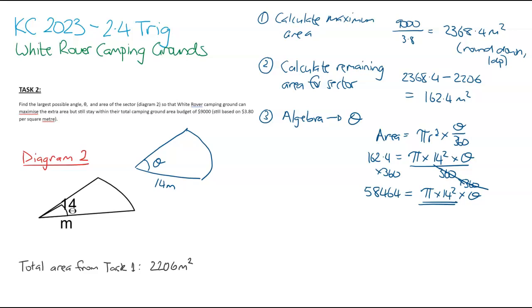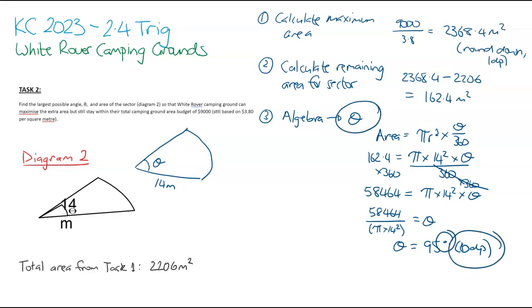The pi times 14 squared is just multiplication, so I'm going to move it to the other side as division. So we've got 58,464 divided by pi times 14 squared. That multiplication is now that division, and that is going to be equal to the angle because everything else is gone. Putting this on my calculator, my angle is equal to 95 degrees, which had a 0 dp rounding. Again, I've stated that I'm trying to find the angle, I've got my units, and I've stated my rounding.